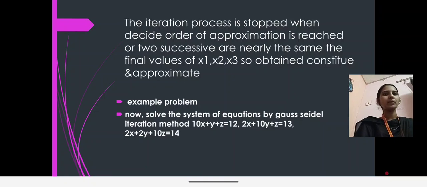Now we see the example problem. Solve the system of equations by the Gauss Seidel iteration method: 10x + y + z = 12, 2x + 10y + z = 13, 2x + 2y + 10z = 14.